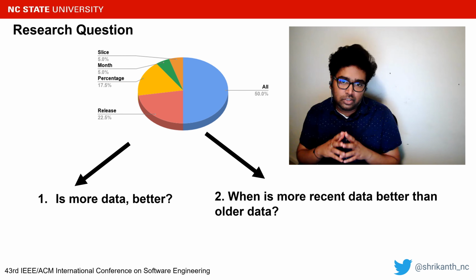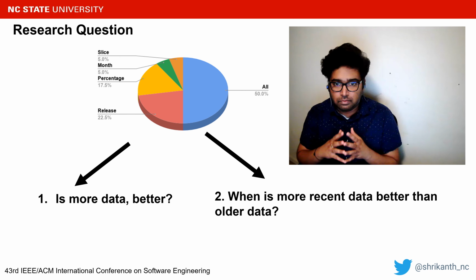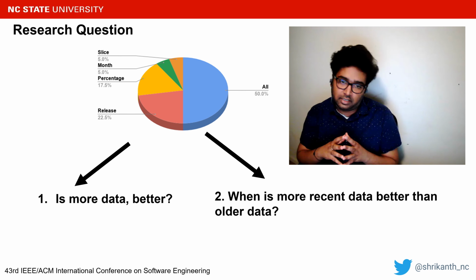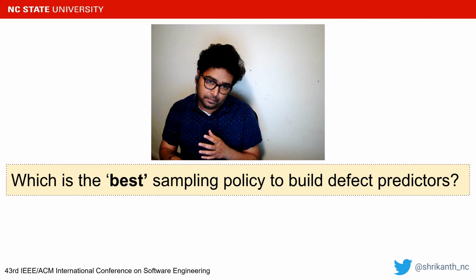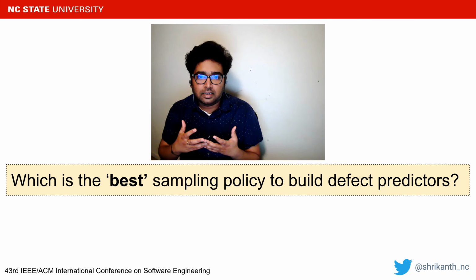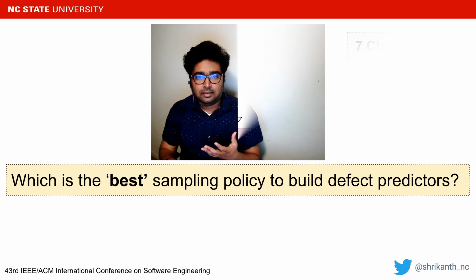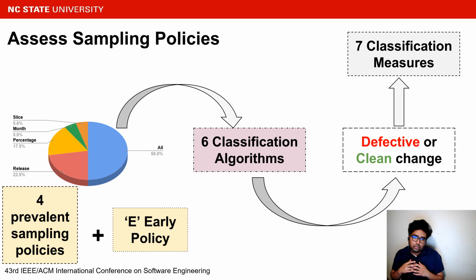We explored two issues for defect prediction. Is more data better? When is more recent data better than older data? In other words, is there one best sampling policy to build defect predictors? To answer the two research questions, this study compares 5 sampling policies using 6 classifiers in numerous open source projects. We use 7 performance measures to gauge each sampling policy.